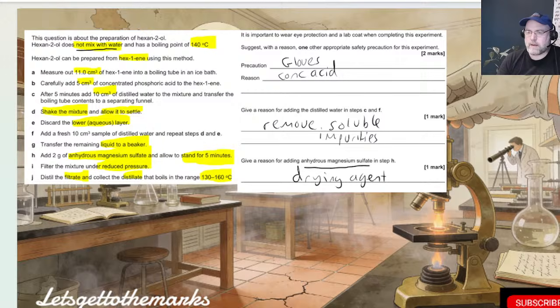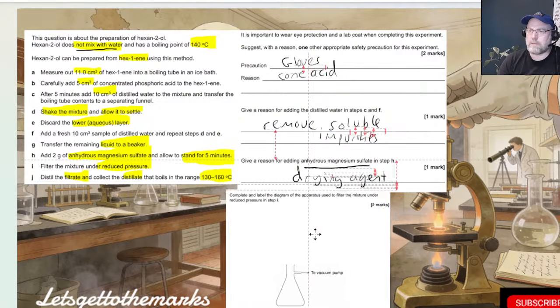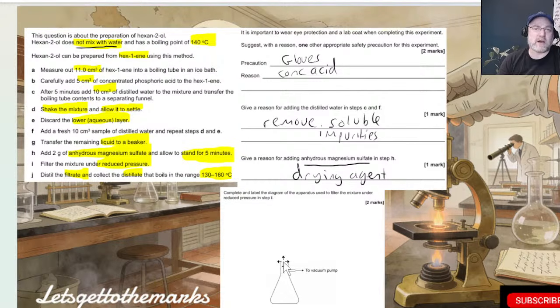Okay, let me put the rest of the question up for you people. Now, you need to know this. So how would you complete this diagram? Complete and label the diagram of the apparatus. Luckily, they've put a little delivery tube to a vacuum pump. But what goes in the top here, and what would we label it with? This is to filter under reduced pressure.